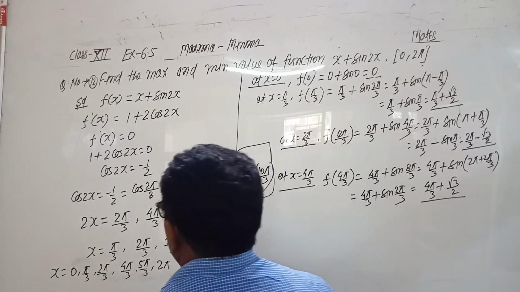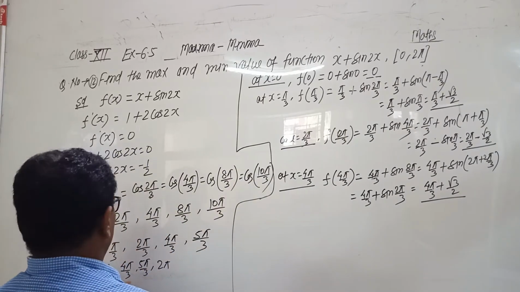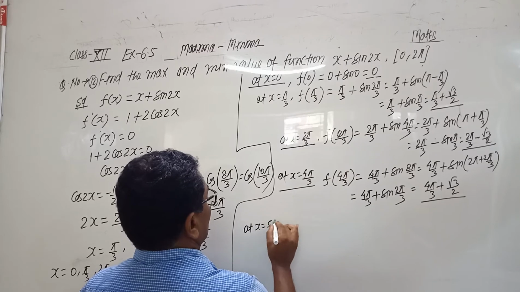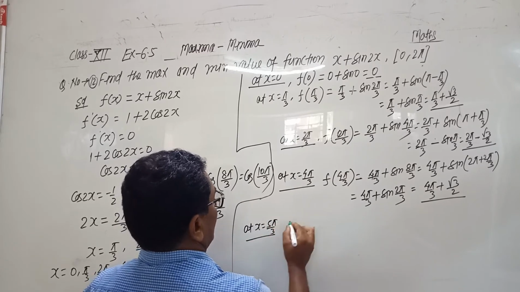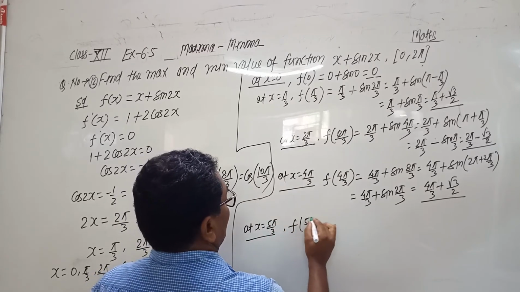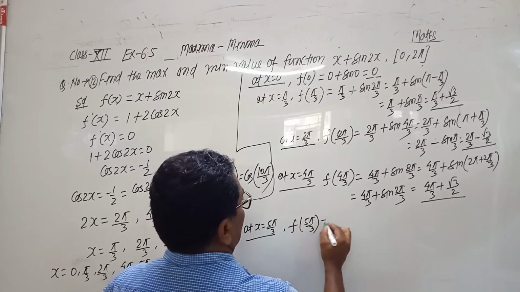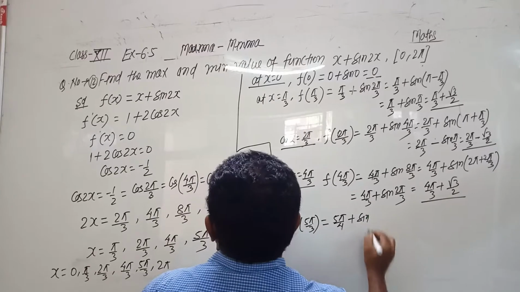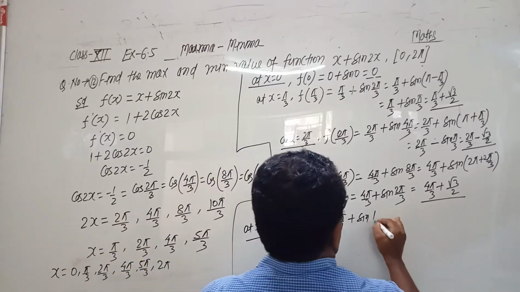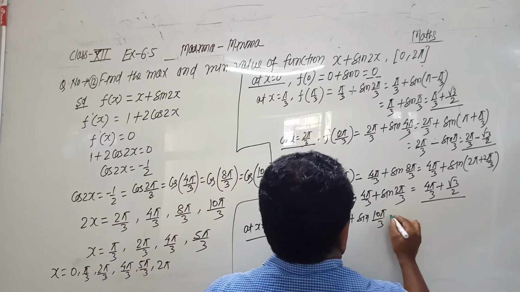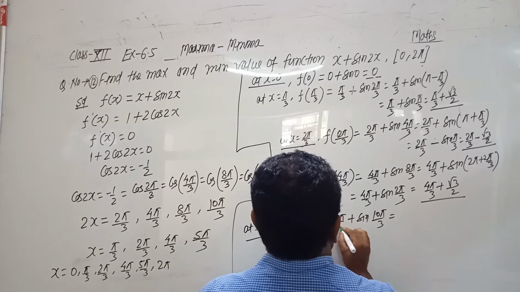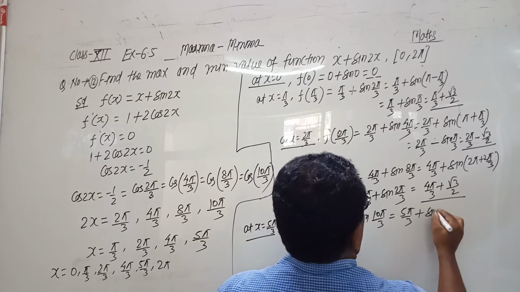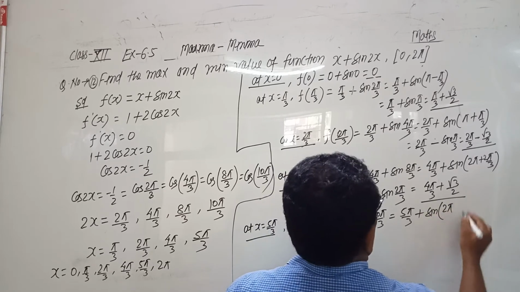Now at x equals 5 pi by 3, f of 5 pi by 3 equals 5 pi by 3 plus sine of 2 into 5 pi by 3, which means 10 pi by 3. This is again written as 5 pi by 3 plus sine of 2 pi.